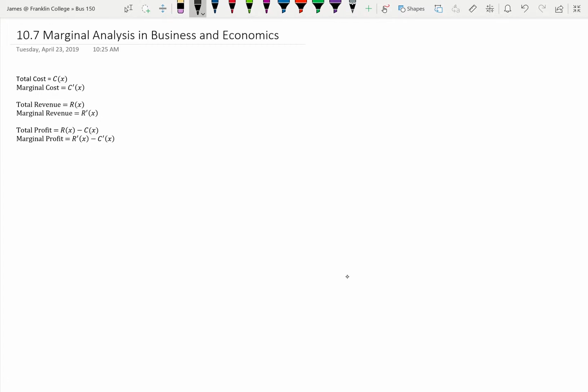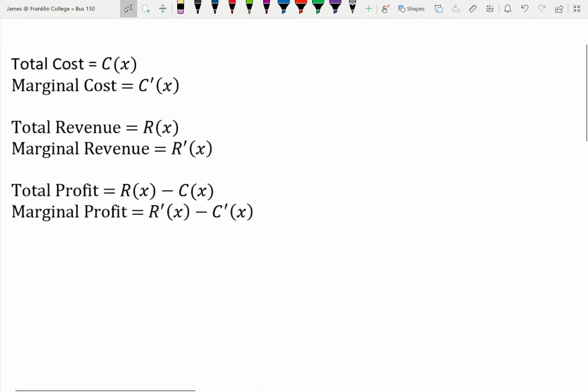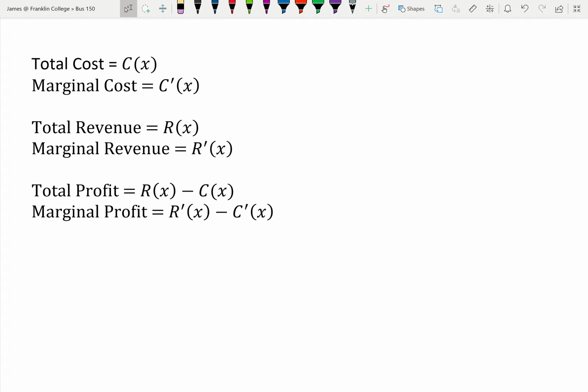Alright, today we're going to be doing marginal analysis in business and economics. So let's go through a handful of equations first of all. We've got our total cost equation, which is simply going to be represented by C of x. And then the first derivative of the total cost equation will tell us the marginal cost equation. So that's what we are saying right here: the first derivative of the cost function is the marginal cost.